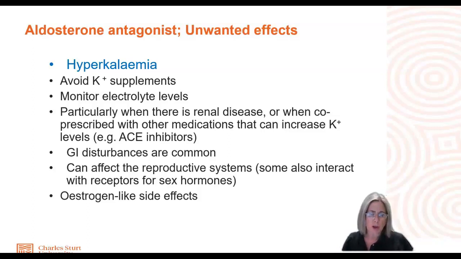GI disturbances are common with these drugs. They can also affect the reproductive systems. Some will interact with receptors for sex hormones, and they do, in some people, produce these estrogen-like side effects, such as development of breast tissue in males called gynecomastia, also testicular atrophy in males as well, and in females, menstrual disturbances as well.